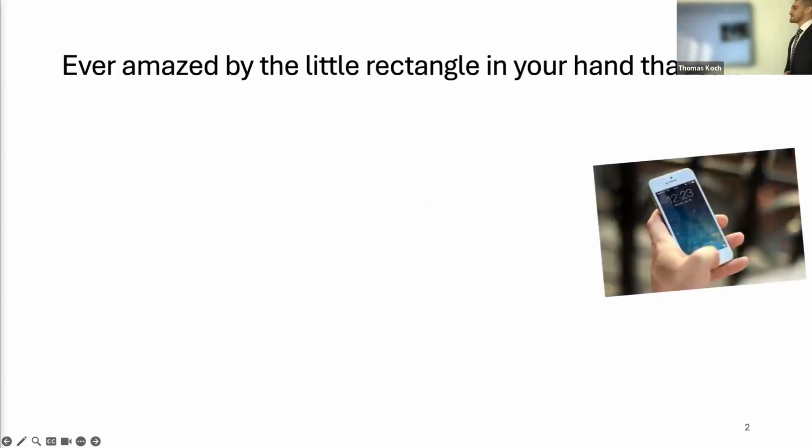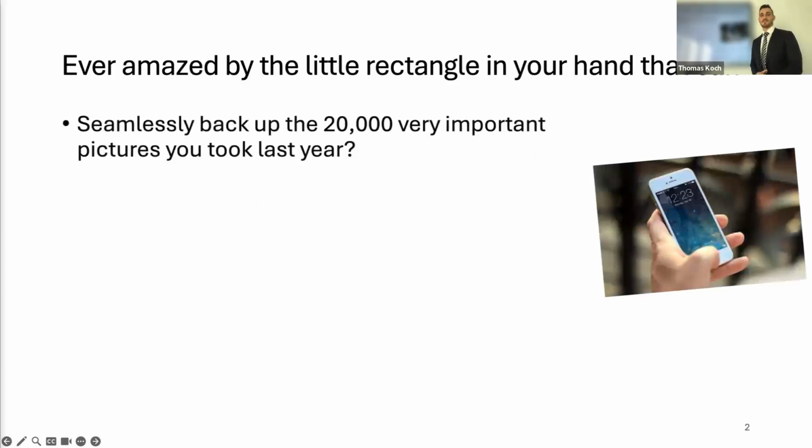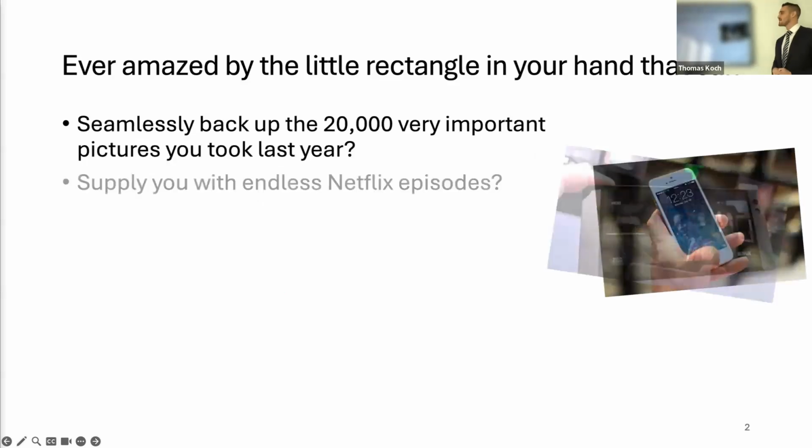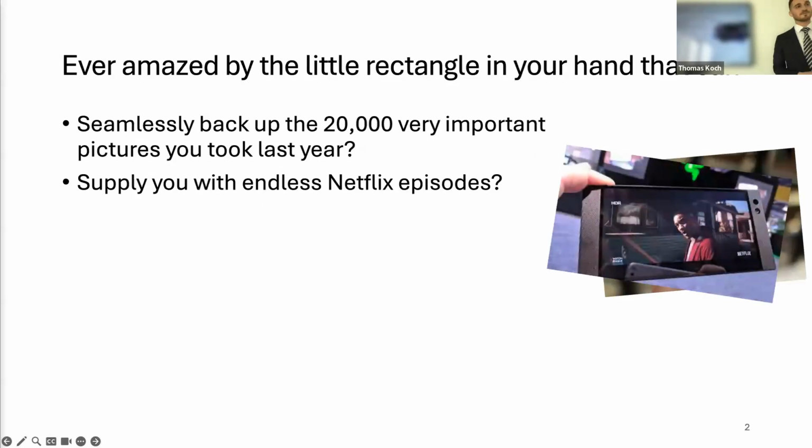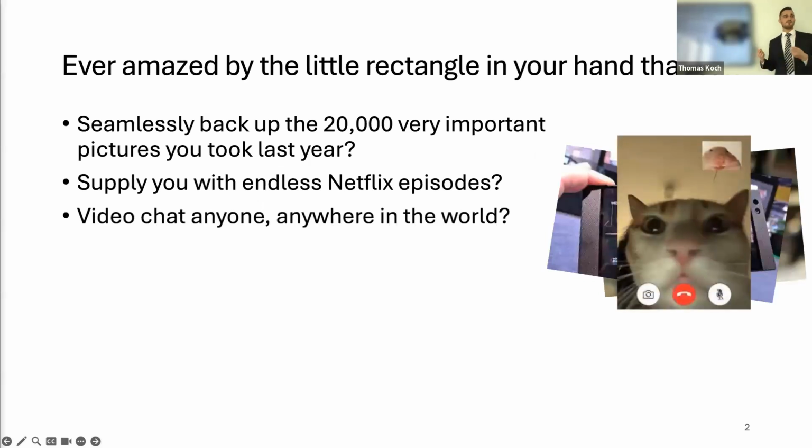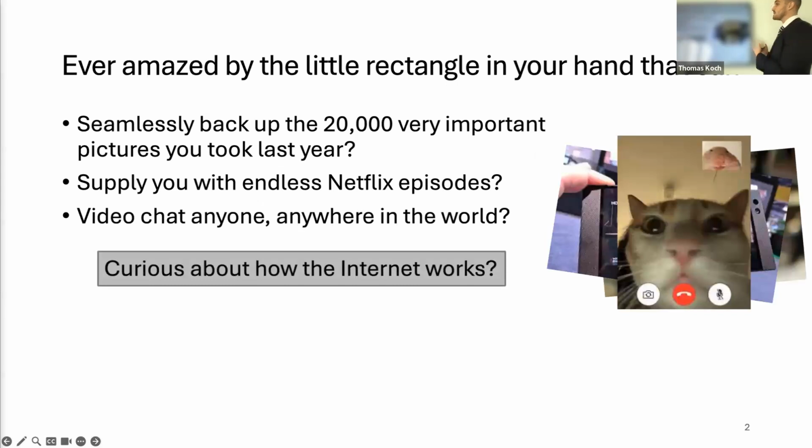Are any of you ever amazed by the little rectangle in your hand that can seamlessly back up those really important photos that you took last year, or supply you with endless Netflix episodes in about a second, or let you video chat with anyone, anywhere in the world? In other words, are any of you curious about how the internet works?